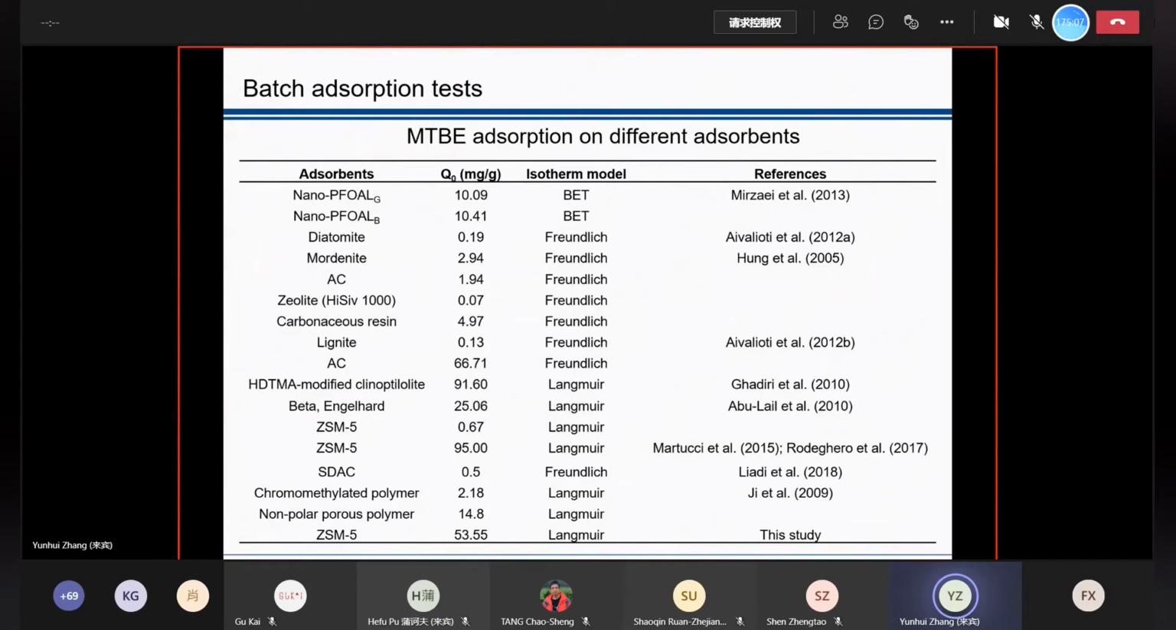And it is clear that the adsorption ability of adsorbents depends on not only their types, but also their own detailed physiochemical properties, such as the CEC and the surface area, etc.